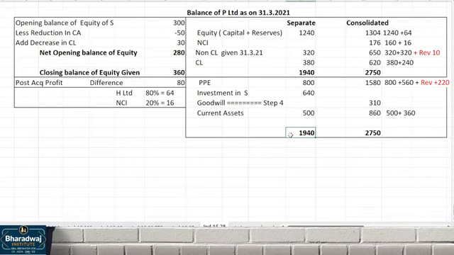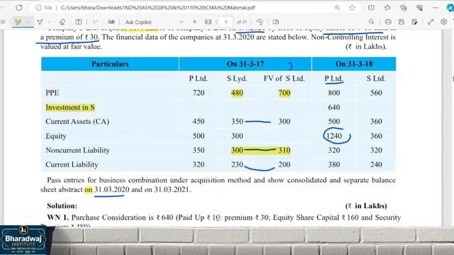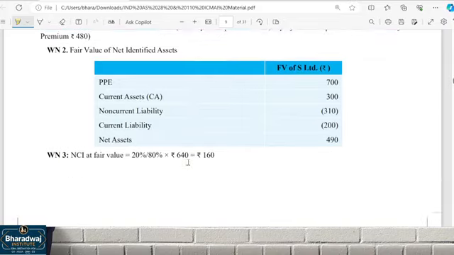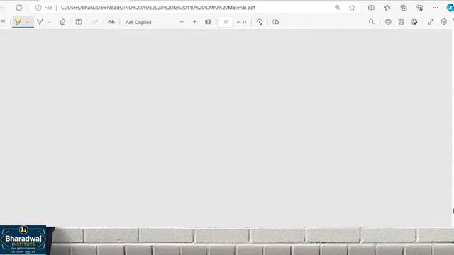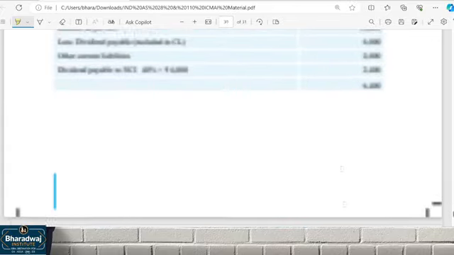Shall we? Next, you can try from illustration 2 onwards. We have not done a question based on dividend. Come to illustration 13.